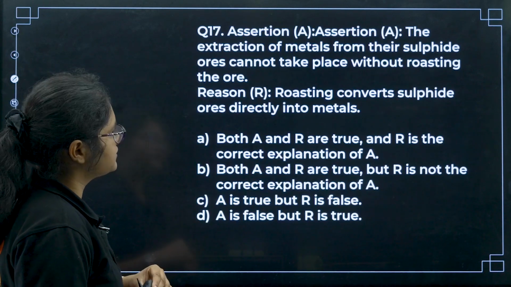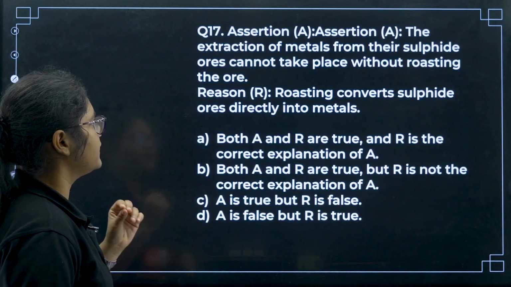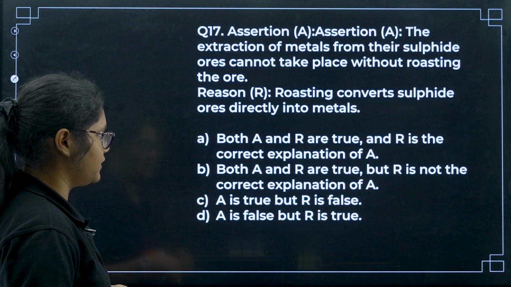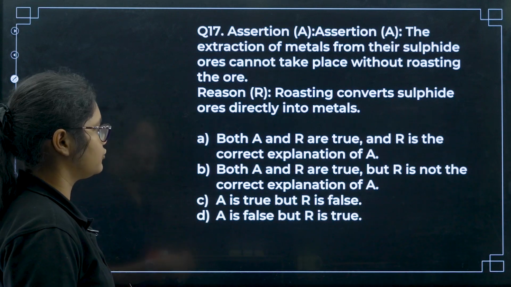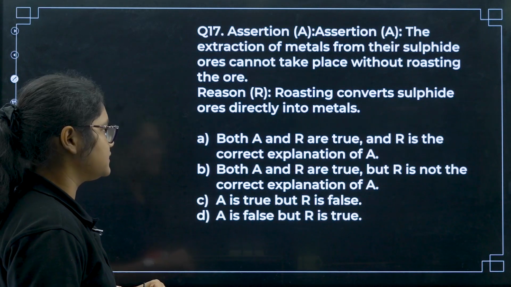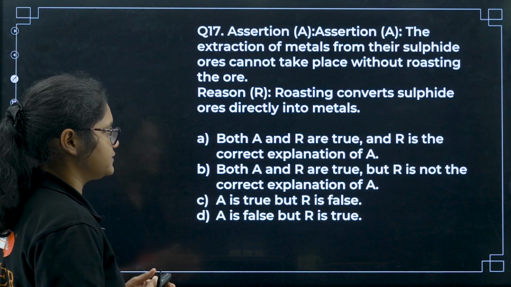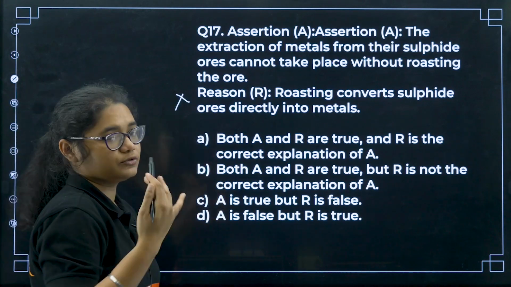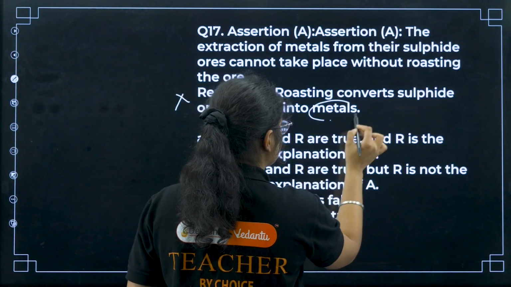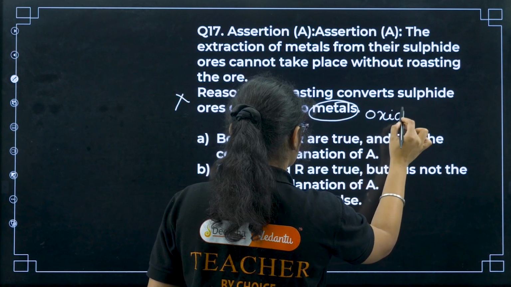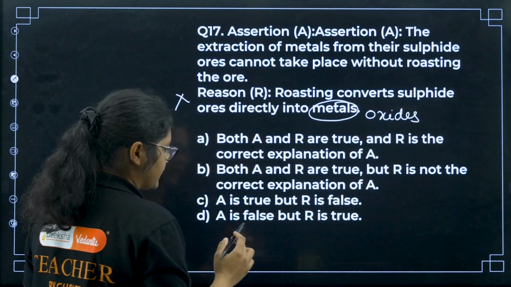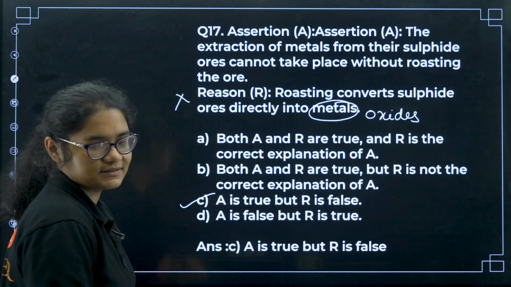Next, assertion reason based question. The extraction of metals from their sulfide ores cannot take place without roasting the ore. Roasting converts the sulfide ores directly into metals. No, the reason is false. What does roasting do? Roasting converts the sulfides to oxides, right? So that is why the assertion is correct but the reason is false, option number C.